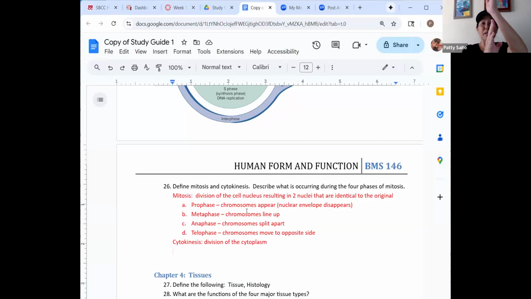Metaphase, all the chromosomes are going to line up in a single file line. It's crazy. Anaphase, all right, because the chromosomes are already duplicated, now we just split it apart so that each side or each cell will get a copy of all the DNA. Okay, and telophase is the chromosomes move to the opposite sides of the cell, and then we split the cell in half. So let's take a look at what that looks like.